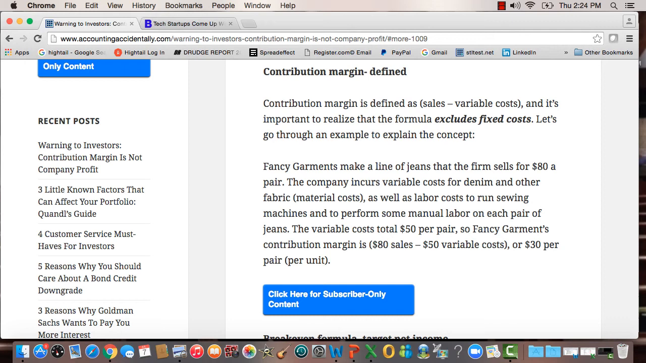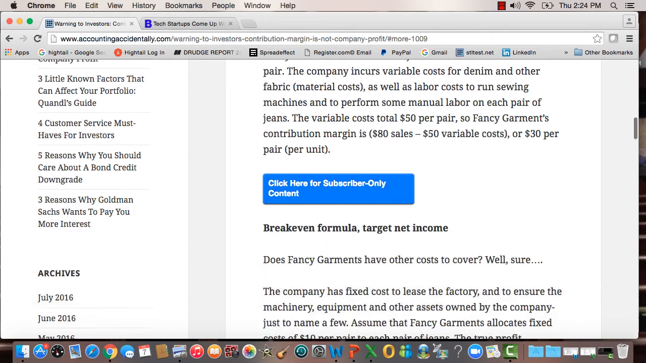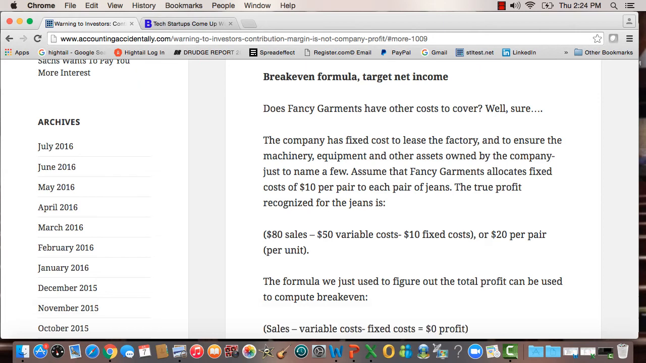You'll notice that fixed costs have not been mentioned yet. So what other cost does Fancy Garments have to cover? Well, they've got a fixed cost to lease their factory location. They've got to insure the machinery and equipment that they own against loss, just to name a few. Let's assume in this example that the fixed costs for Fancy Garments are an additional $10 per pair. We allocate fixed costs based on some sort of allocation rate. We're allocating overhead. So somehow we're getting those costs attached to each pair of jeans so we can properly price our product.